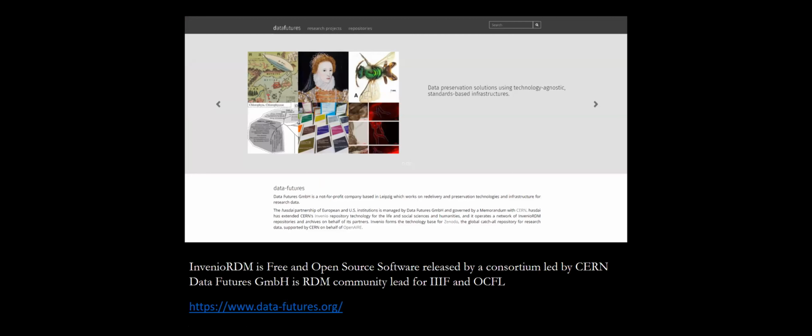Good afternoon. Just a bit of background: DataFutures is a German not-for-profit. It's funded by some partner organizations, mainly European and US institutions. We are the community lead for IIIF and also for OCFL in the InvenioRDM consortium. InvenioRDM is the technology platform for Zenodo. It was developed initially by CERN, and the consortium is something we've put together over the last 4 years, which now has about 17 or 18 institutional contributors.